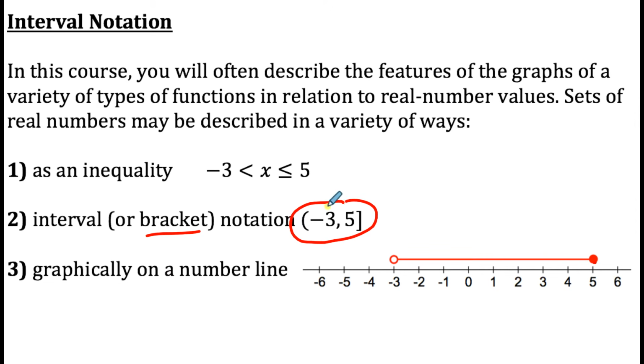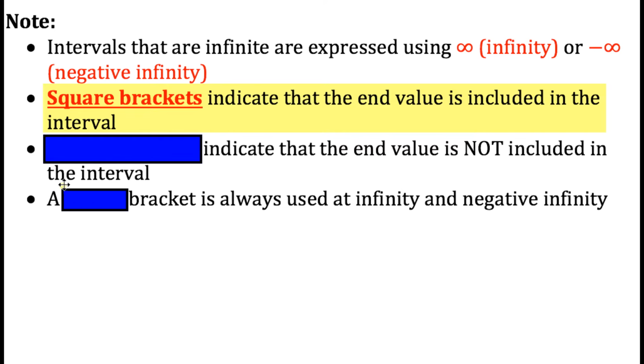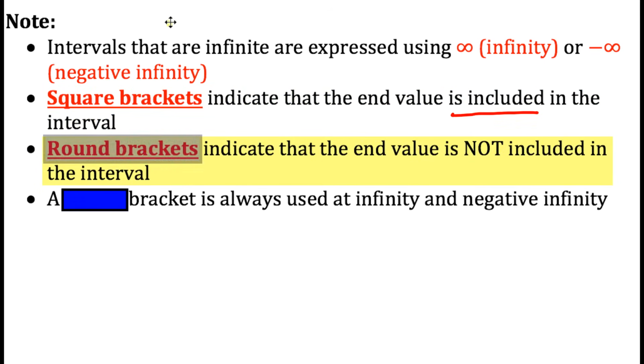This bracket notation is representing the same set of numbers. It's just another way of writing the same thing. It says any number between -3 and 5, round bracket means not including -3, square bracket means including 5. So if we summarize this, square brackets indicate that the end value is included in the interval. Round brackets indicate that the end value is not included in the interval.